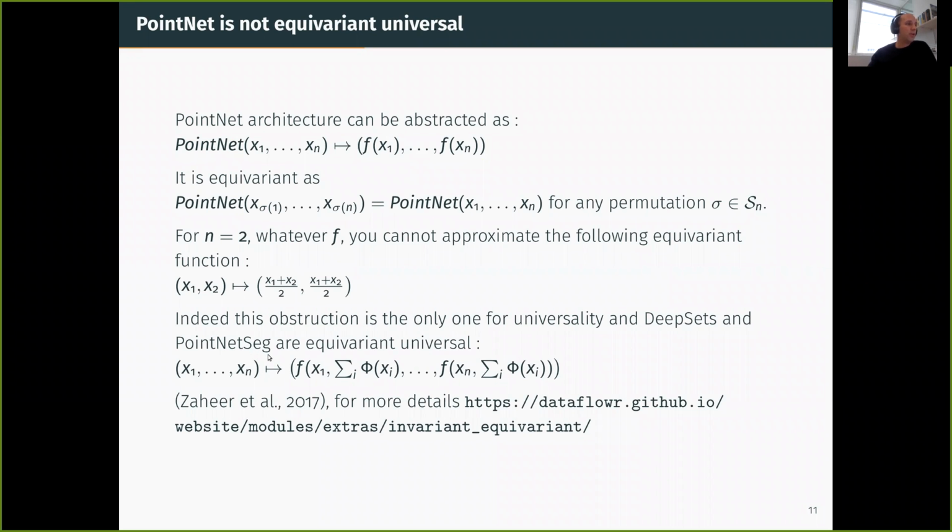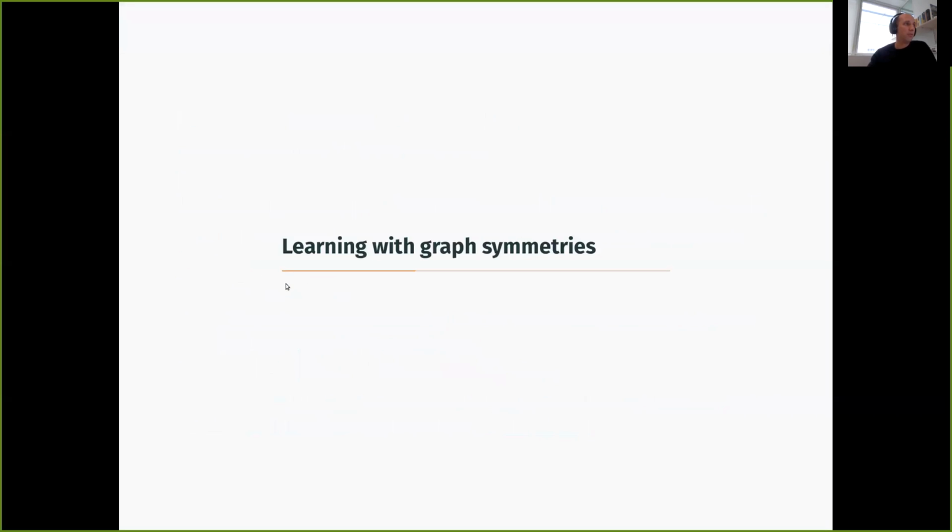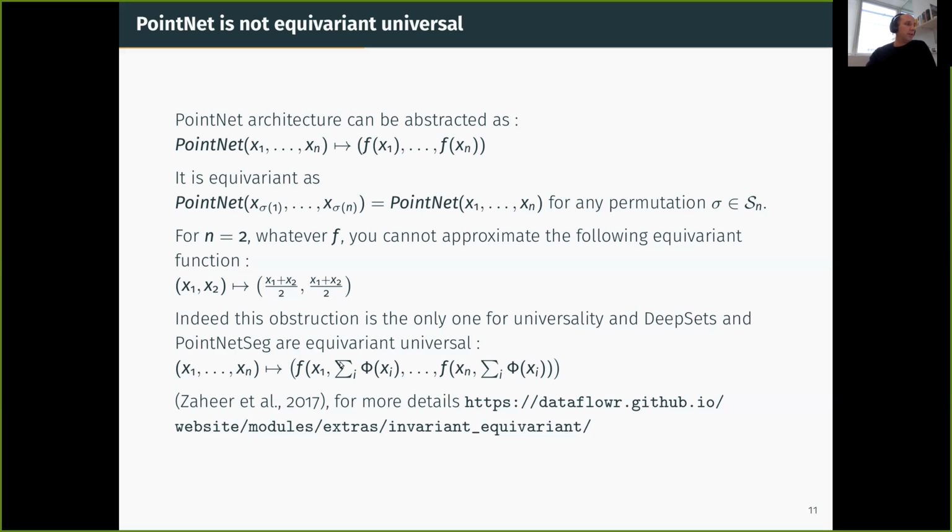Namely, at a very abstract level, your new architecture takes as input n points, but now the same function is applied at each point, and also has access to an average over all the points, what is called the global feature. Clearly, in this case, you can get the average of your points. And indeed, you can show that any equivariant function can be written in this way. This was done in the DeepSets paper.